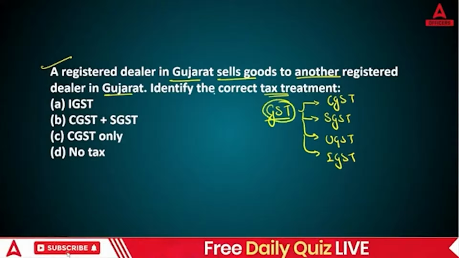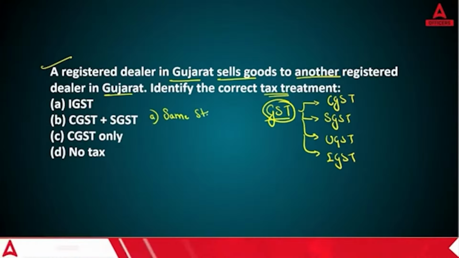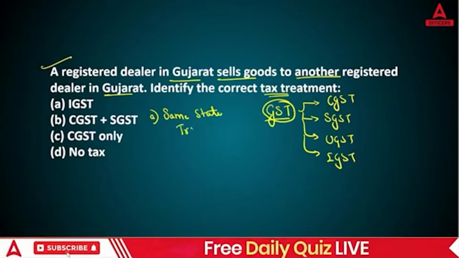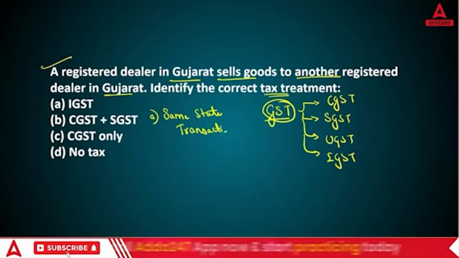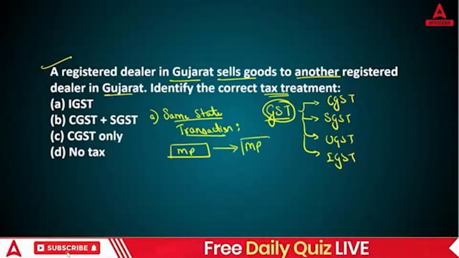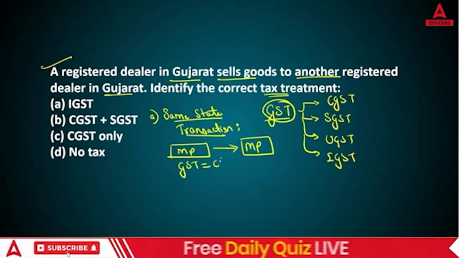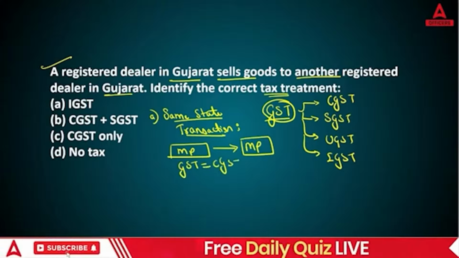Now, the first point is same state transaction. Suppose goods are supplied from Madhya Pradesh to Madhya Pradesh only. Seller is also from Madhya Pradesh, buyer is also from Madhya Pradesh. Then you are going to charge GST under CGST plus SGST. Okay, this is one point.